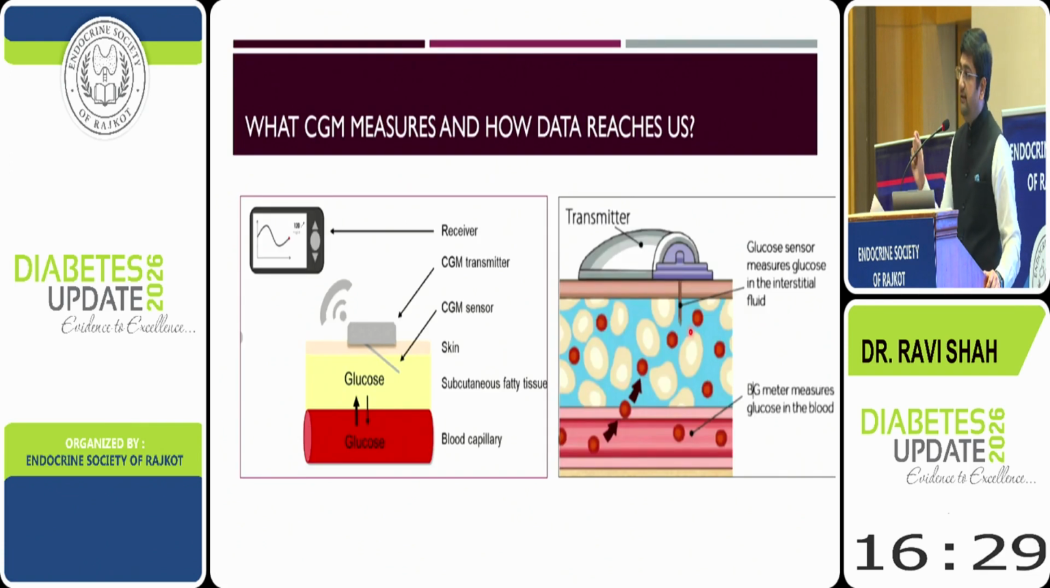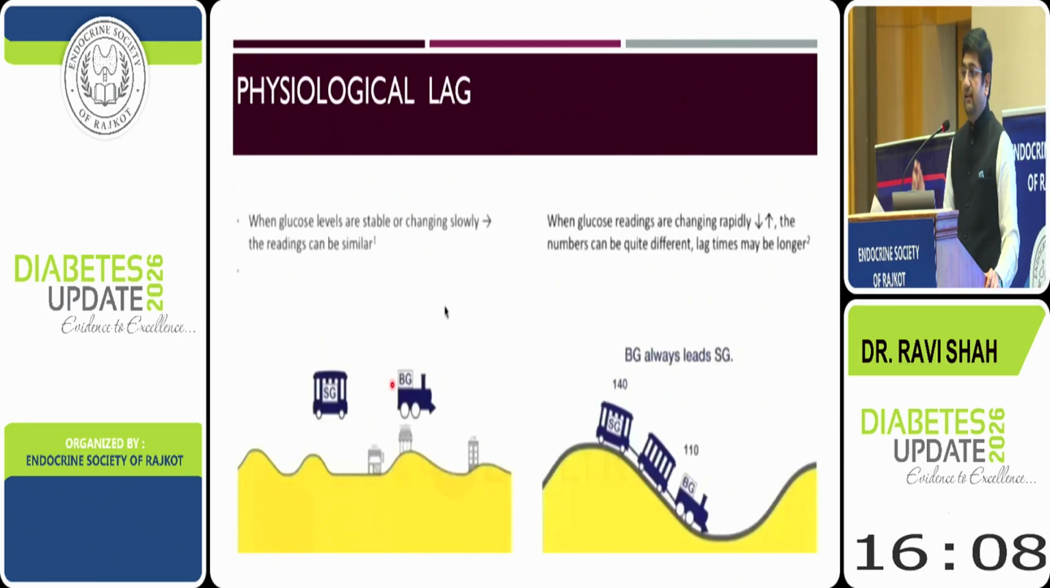CGM is monitoring the interstitial glucose level, while with a glucometer you are monitoring the capillary glucose values. So as the blood moves on from the capillary into the interstitium, in the capillary you will be monitoring it with the glucometer. With the CGM you will be monitoring it when it is reaching below the skin. So that is why there is always a physiological lag, and the CGM values will slightly lag behind the glucometer readings.